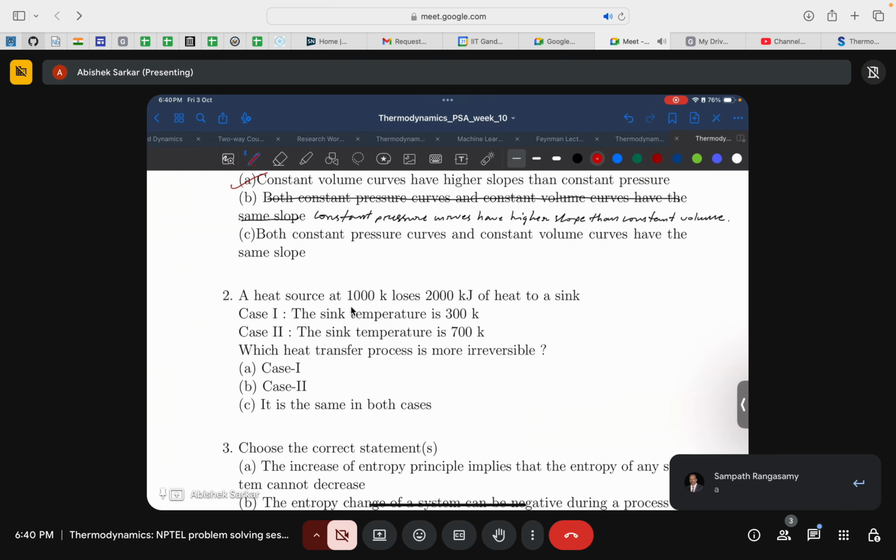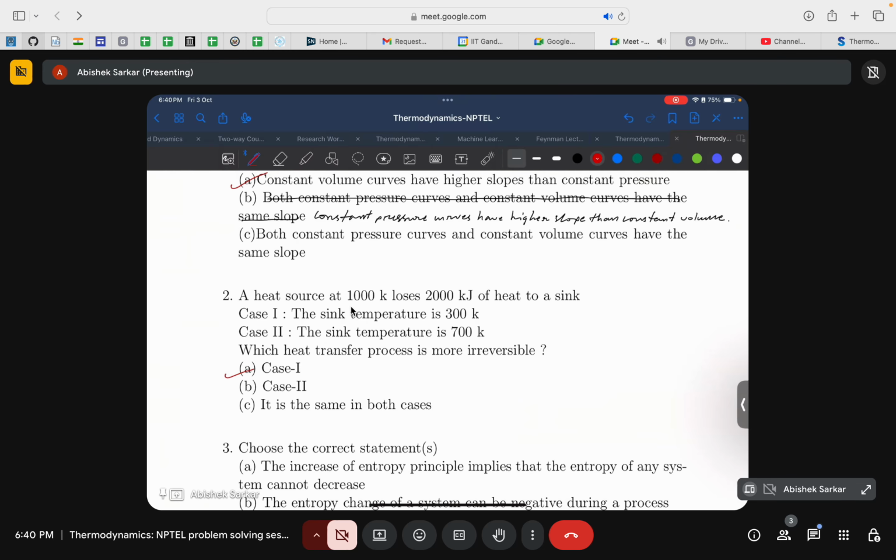Okay, so which process is more irreversible? One of the answers that I get is case A, and that's indeed correct. Thank you for the answer, but I think it will be beneficial for the other viewers to see how we are able to come to that conclusion. Of course there is an intuitive way to look into it, which I will discuss after the solution, but for now let us look into the solution.